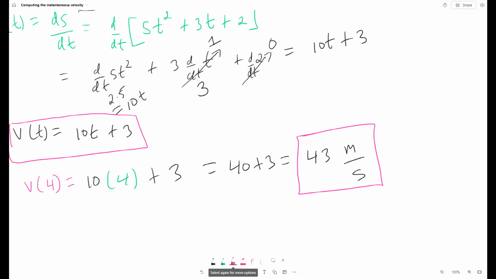So the derivative of the position function gives us the velocity function, which we can use to find the instantaneous velocity at any point in time. In this exercise, we found the instantaneous velocity at t equals 4 seconds. The object's instantaneous velocity at t equals 4 seconds is 43 meters per second. Understanding how to derive and evaluate these functions is essential in many fields such as physics and engineering.